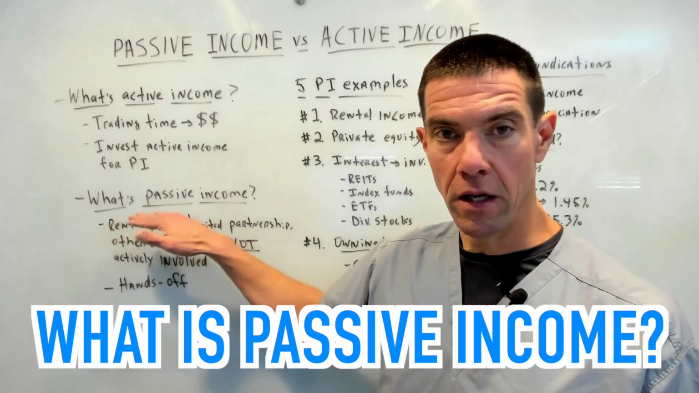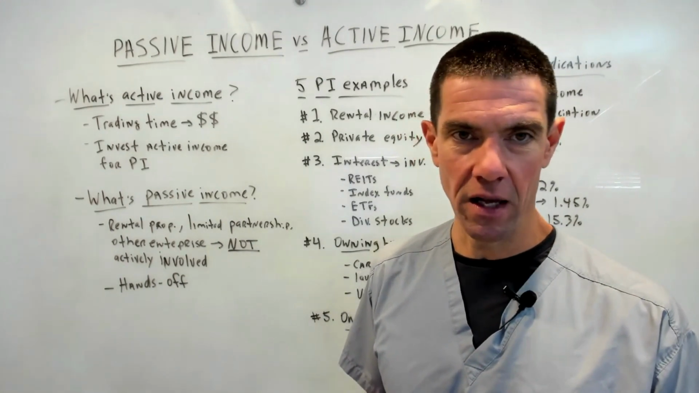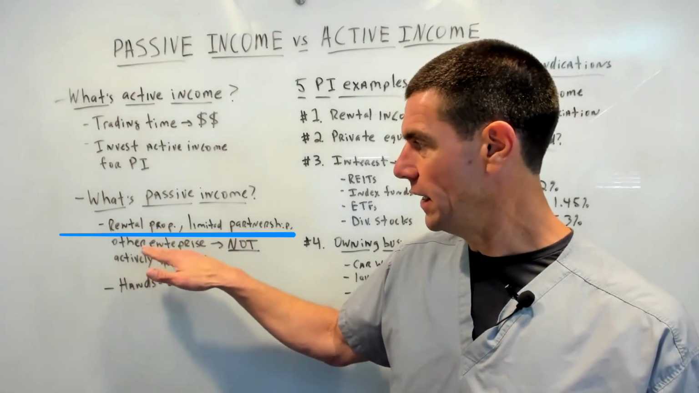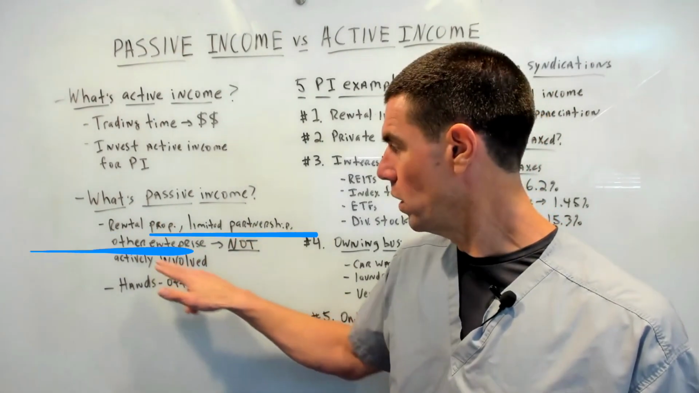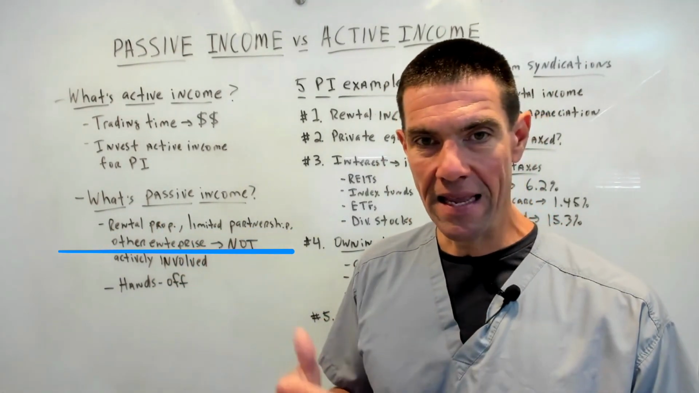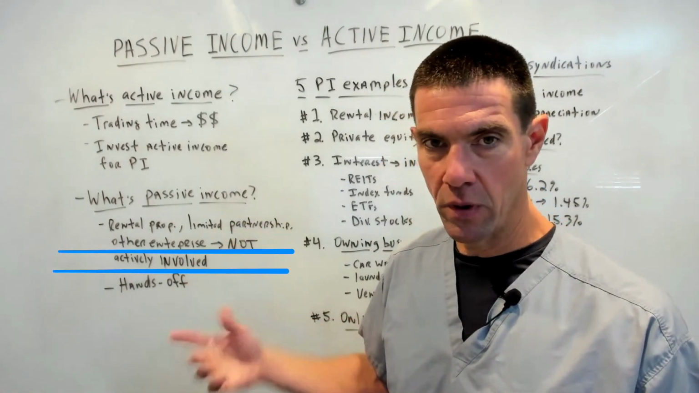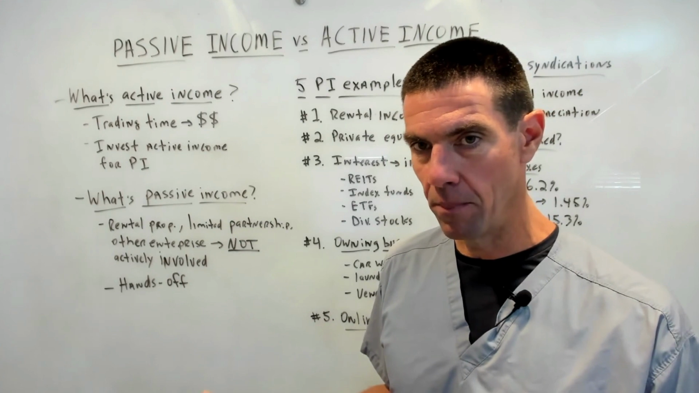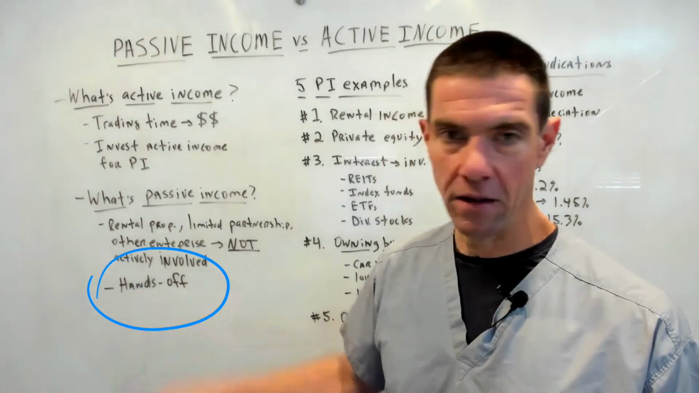All right, passive income. So what exactly is passive income? According to Investopedia, passive income is basically earnings derived from rental property, limited partnerships, or other enterprises in which somebody is not actively involved. So in a nutshell, if you're earning passive income, you're doing so with basically little to no effort. You're basically hands off.